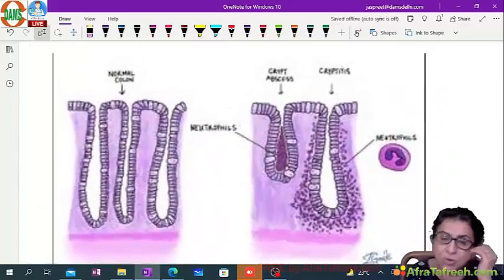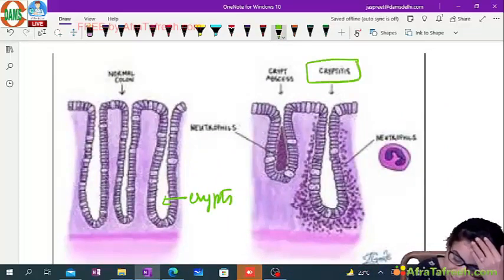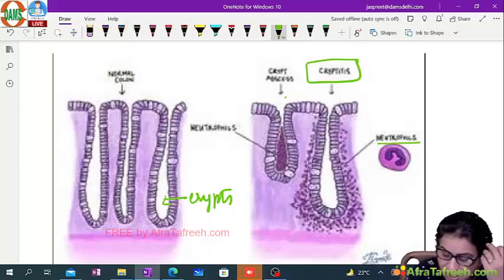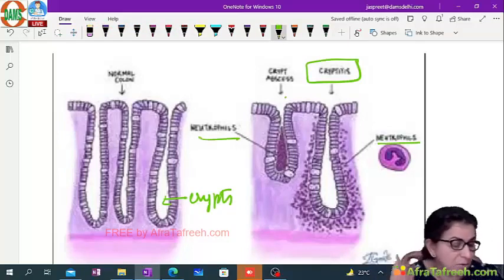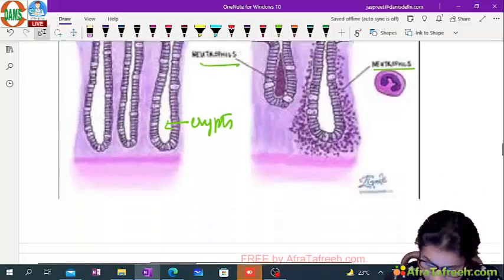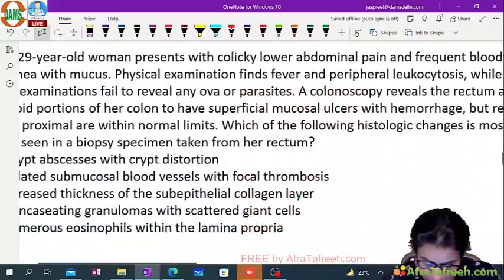And this is cryptitis. Normal colon is shown here. These are the crypts. Cryptitis means neutrophils surrounding the crypt, so outside the crypt. And crypt abscess means neutrophils inside the crypts. So this is about ulcerative colitis and Crohn's disease.